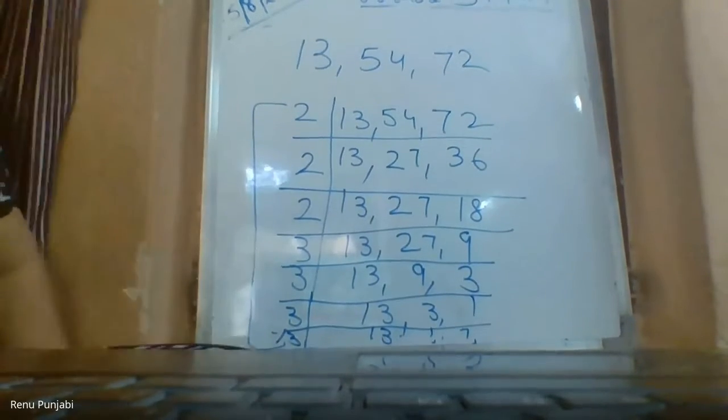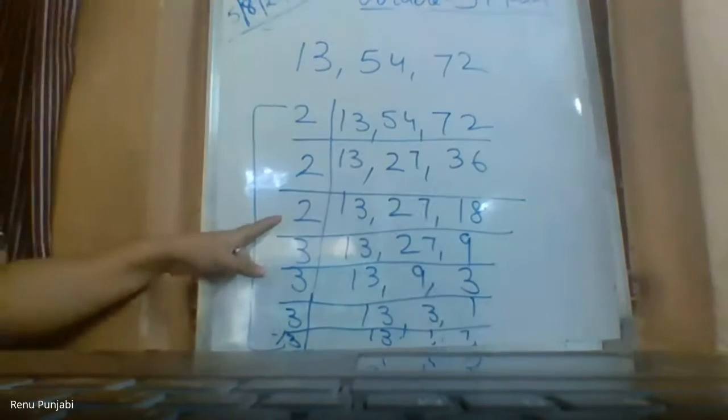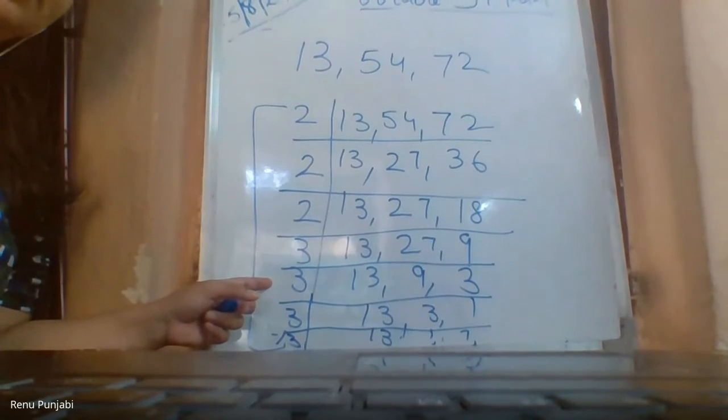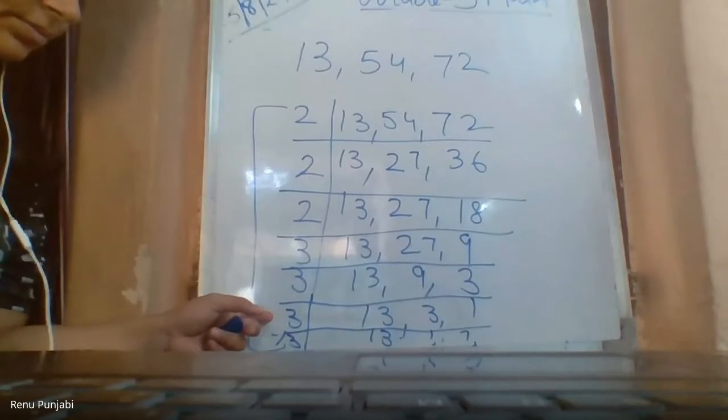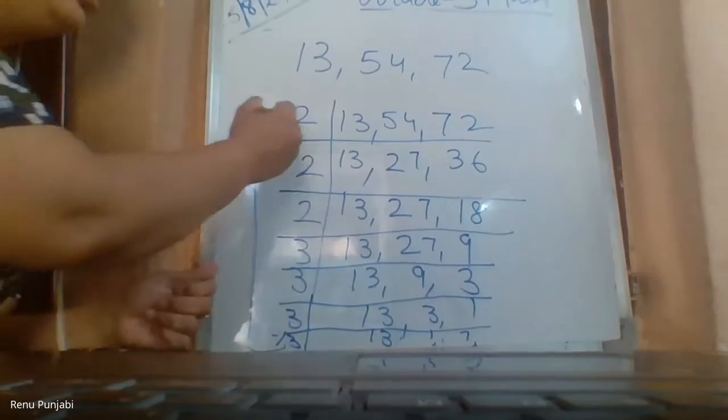So 2 twos are 4. 4 twos are 8. 8 threes are 24. 24 threes are 72. 72 threes are 216. 216 multiplied by 13 is 2808.